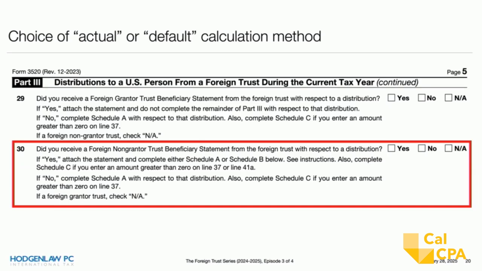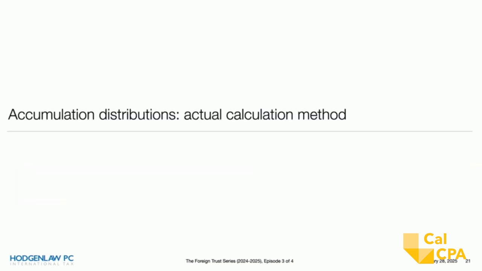The other thing about the actual method and default method: you know how in PFIC there's this rule, once a PFIC, always a PFIC? Well, once you use the default method once for a U.S. beneficiary, you're stuck with the default method forever until the year of trust termination, in which case you can go back to the actual method. So it's a one-way road once you get into the default method, and you try to avoid it if you can. So let's just walk through it real quick here.